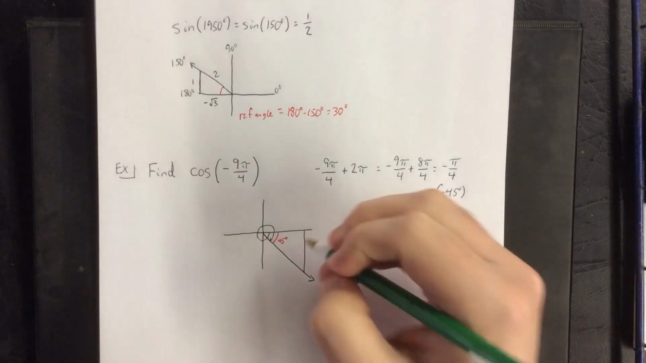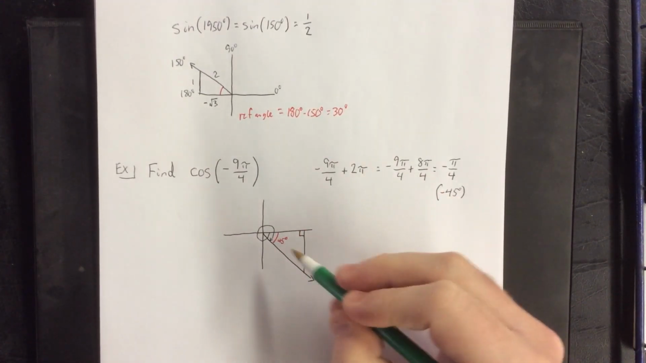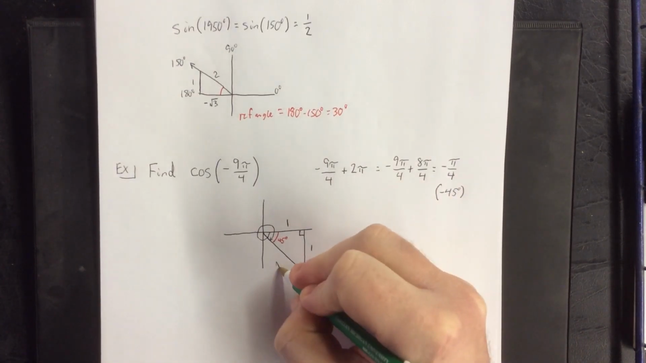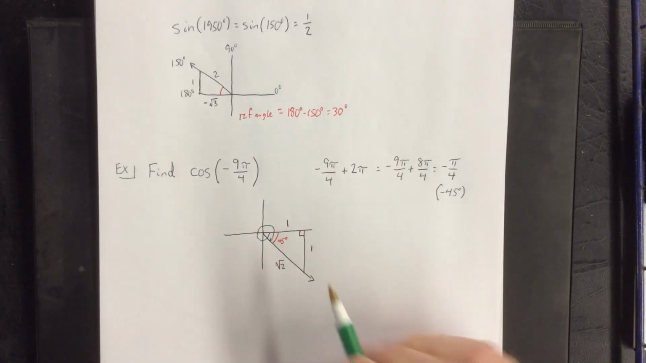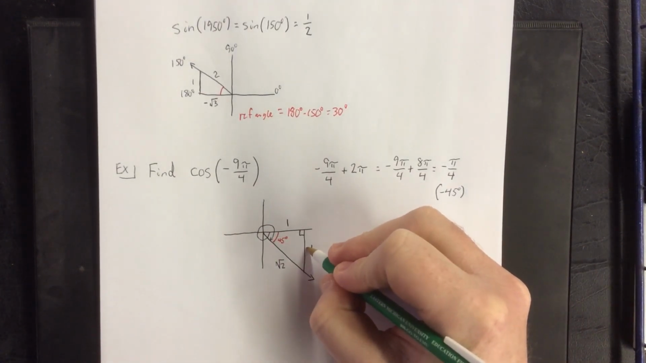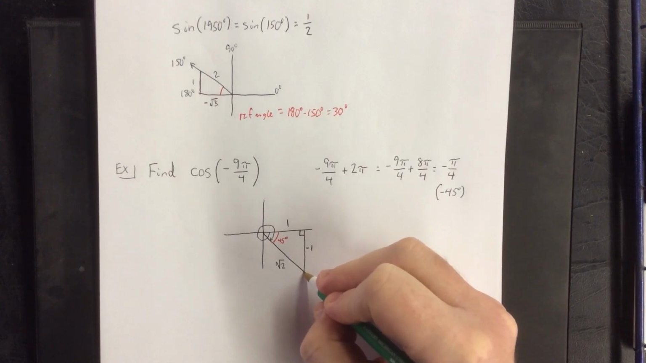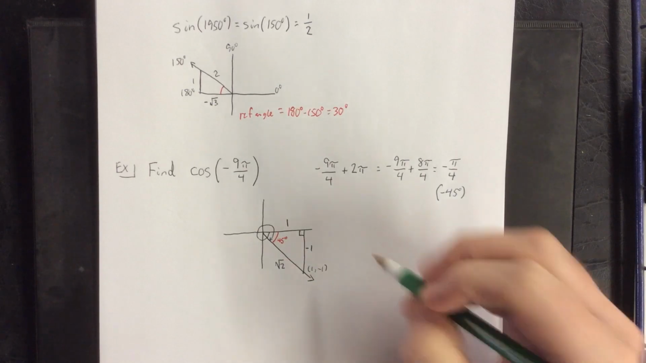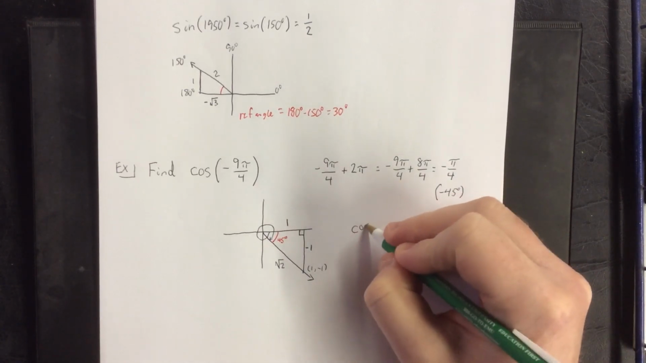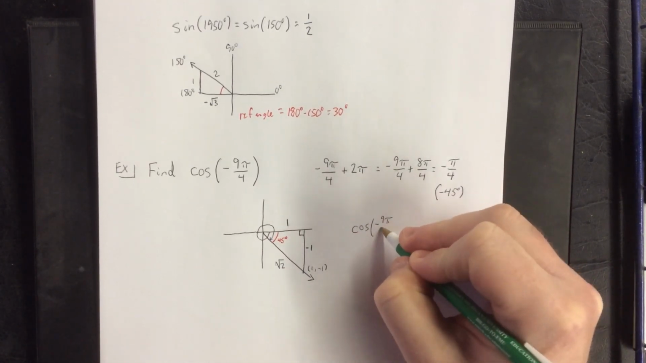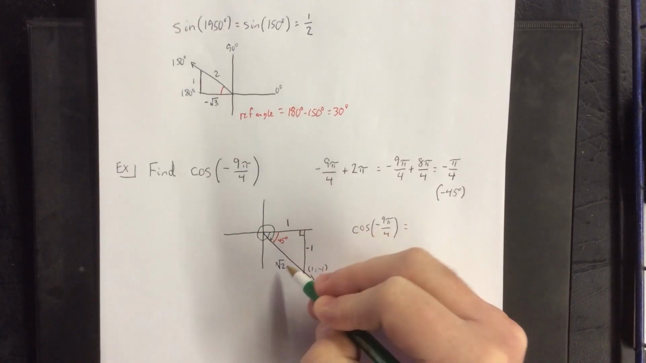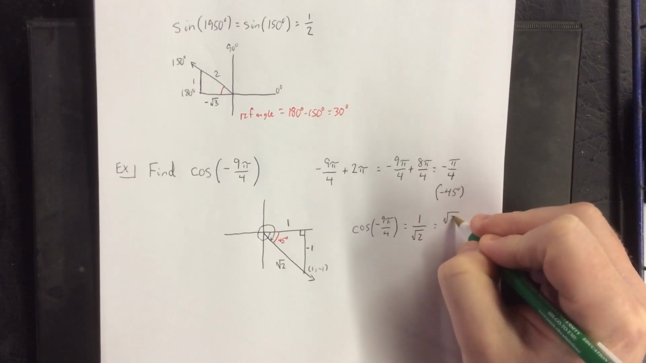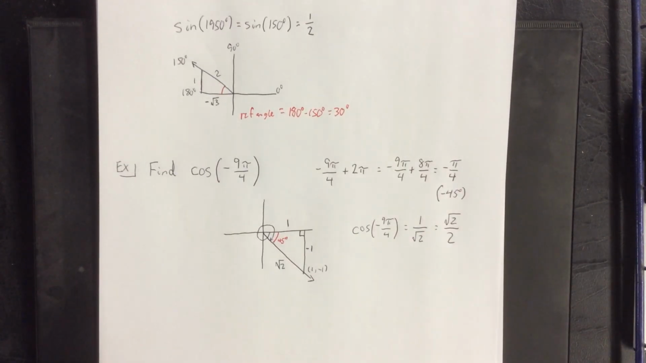Now, given that this is 45 degrees and that this is a right triangle, we are dealing with the 45, 45, 90 right triangle. I can label the sides appropriately: 1, 1, and the square root of 2. We're in quadrant 4, which means that the vertical side is going to have to be negative. That way we can consider this to be the ordered pair 1, negative 1. We're looking for the cosine of this angle. The cosine of negative 9 pi over 4 is going to be the adjacent side over the hypotenuse. So that would be 1 over the square root of 2. Or if you feel like rationalizing the denominator, that'll be the square root of 2 divided by 2.